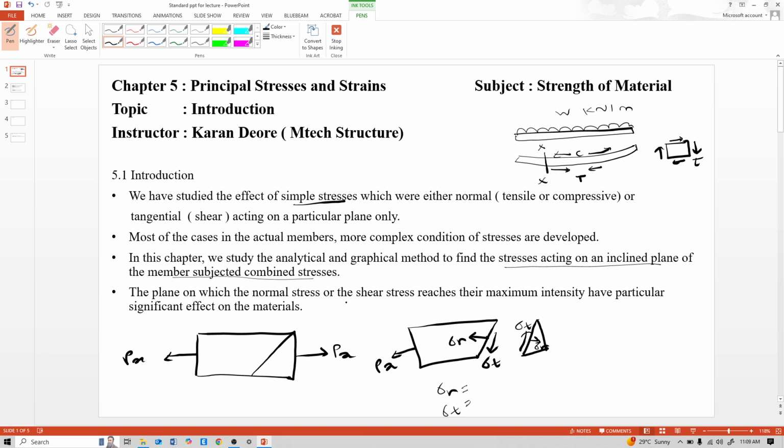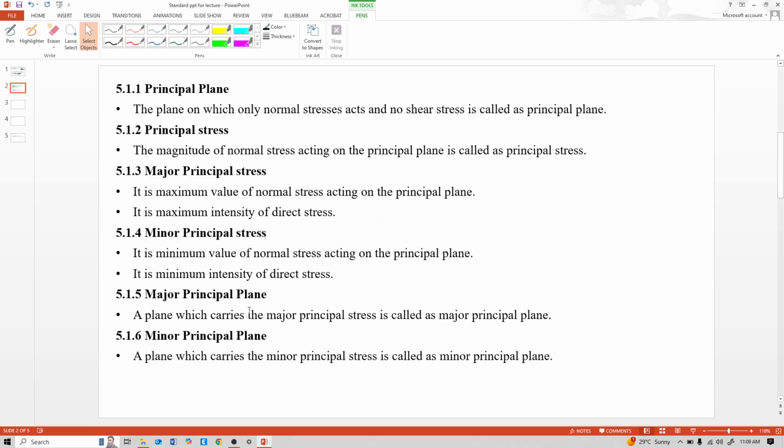The plane on which normal stress or shear stress reaches its maximum intensity has a particular significant effect on the materials. Second is principal plane. A plane on which only normal stresses act and no shear stress is called a principal plane.